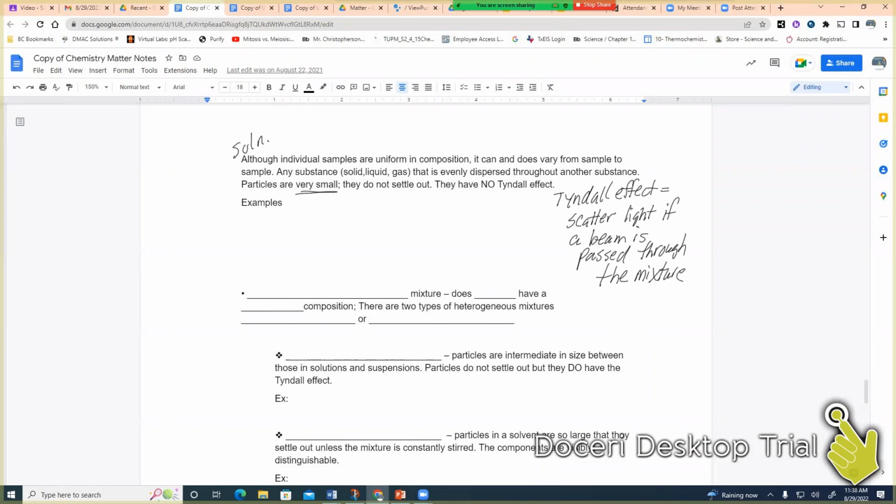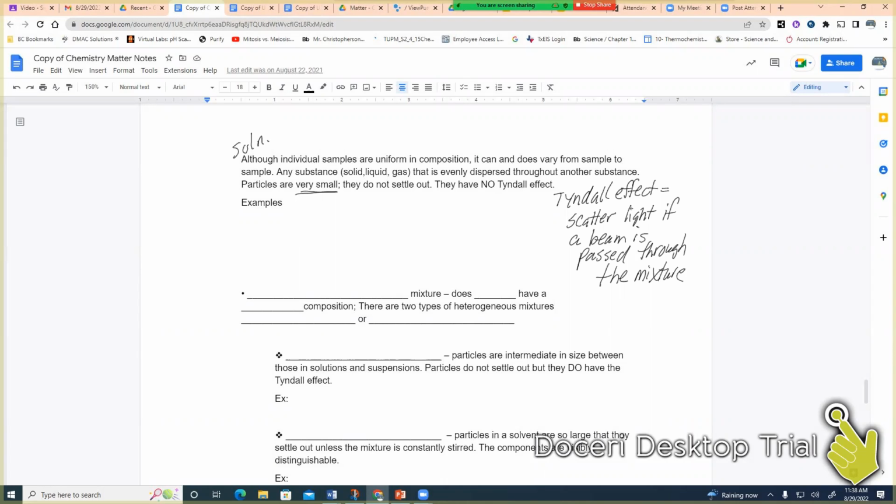So in other words, if I have some mixture and I shine a flashlight through it, if it goes all the way through, then it has no Tyndall effect. But if it has some big particles that are kind of floating around in the solution, solid particles floating around in the solution, then when I put light through it, the light will get in the way and the light will bounce back and be scattered. So it's like fog. Fog would be an example of that.